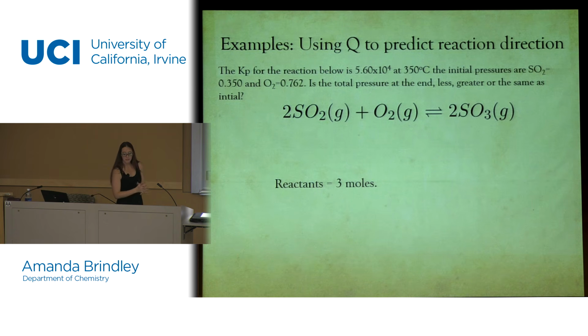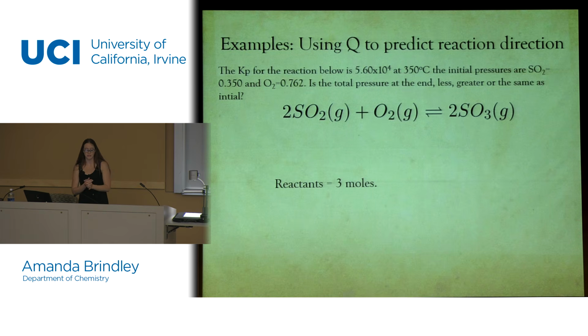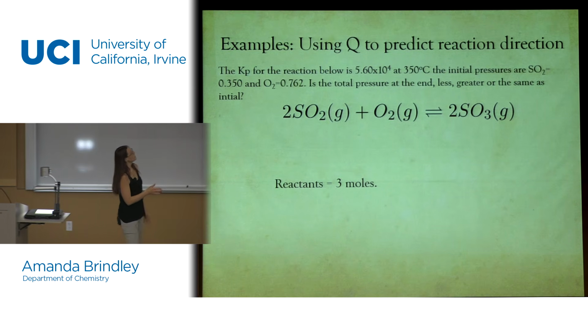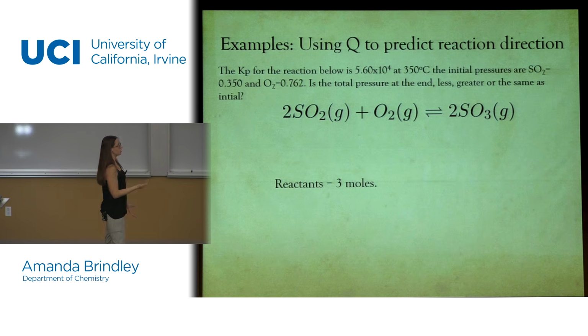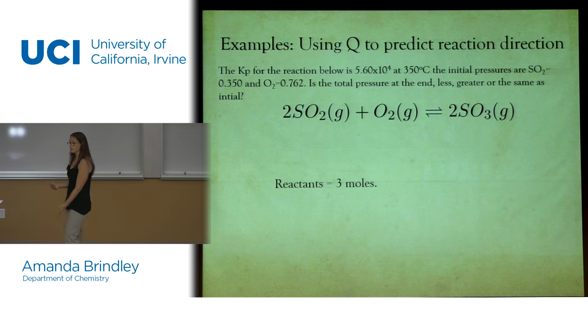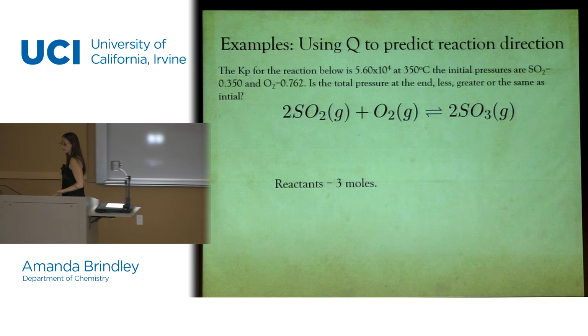All right. Kp for the reaction below is 5.6 times 10 to the 4th at 350 degrees Celsius. The initial pressures are, I give them to you. Is the total pressure at the end less, greater, or the same? We have to think about this one a little bit more here. How many moles of reactants do we have here? 3. How many moles of product do we have? 2. So our pressure is going to change if that reaction shifts, right? If it shifts to the right, we're losing some moles of gas. If it shifts to the left, we're gaining some moles of gas. We need to figure out which way it's going to shift.